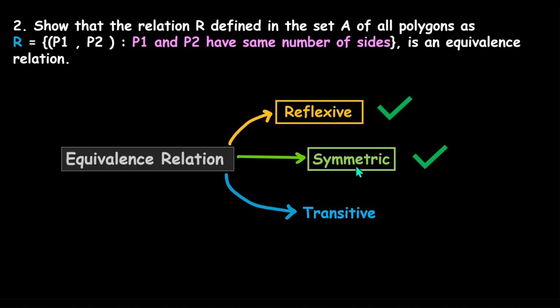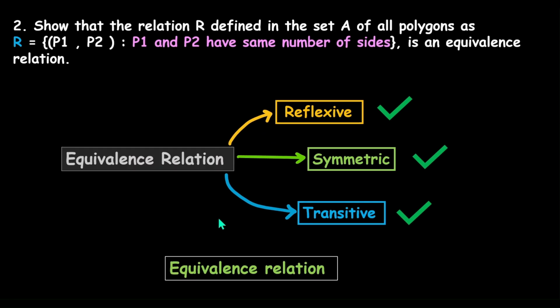So this was a reflexive, symmetric relation already. Now we also proved that it's a transitive relation. That means since it has checkmarked all the properties of an equivalence relation, this relation can be said to be an equivalence relation. So that's all for today. Thank you.